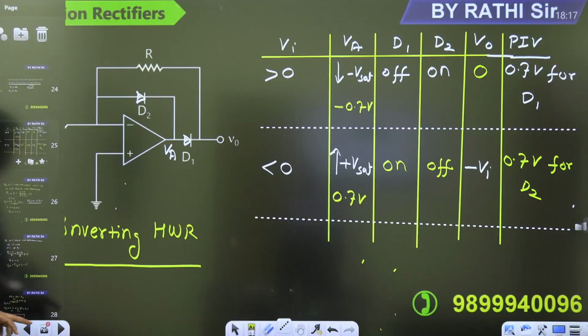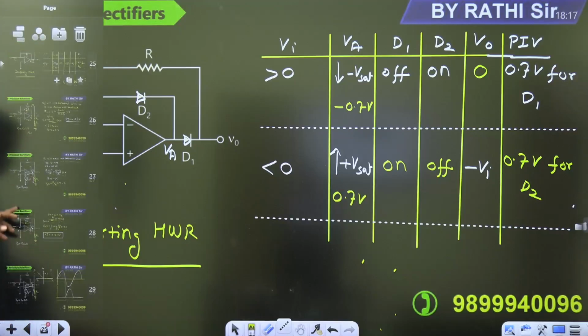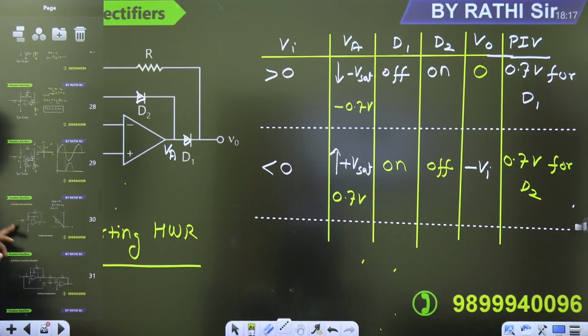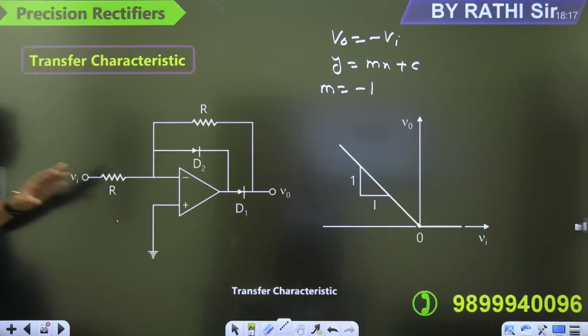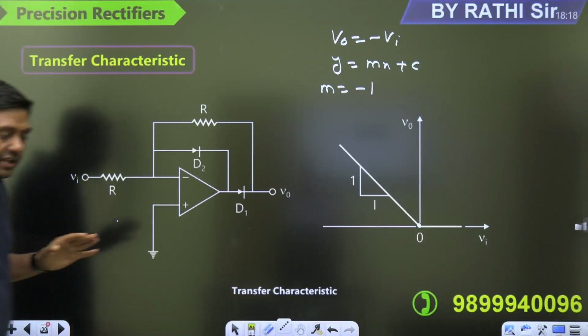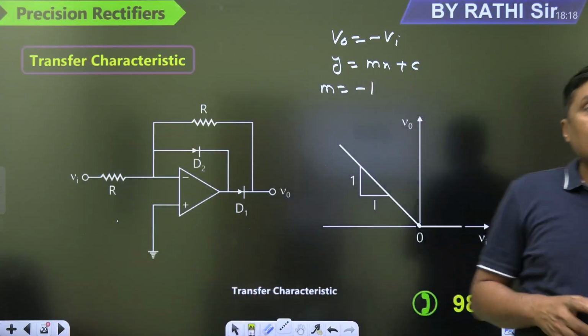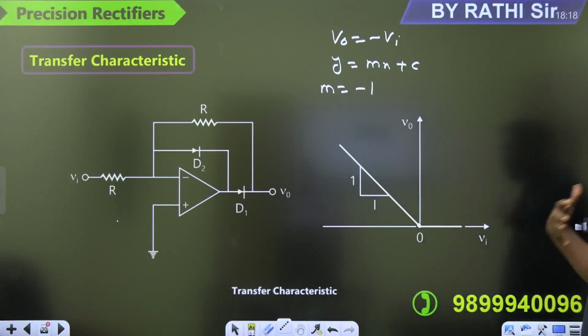Then, second thing, transfer curve is important for this particular diagram. Transfer curve is also important for this particular diagram. Hope that concept is clear. Very easy, interesting. Yes or no? Oh, that is the use of what? Operational amplifier, and it is called what? Active rectifier. It is an active rectifier.